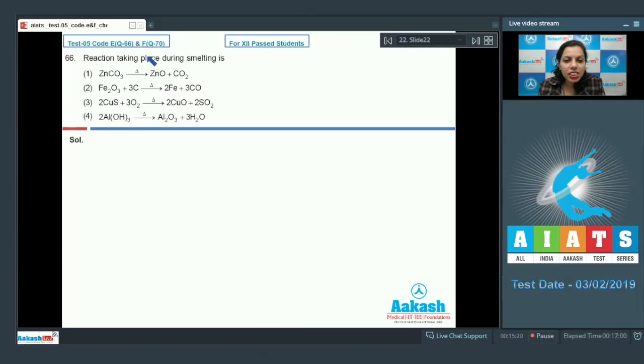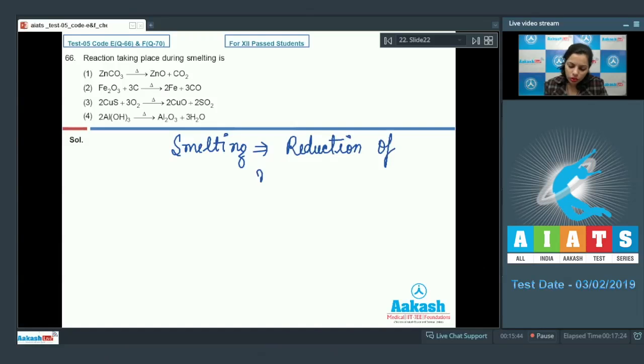Question number 66. Reaction taking place during smelting process is. In this case, 4 different processes are given here and we need to just find out that process where smelting is taking place. So smelting is the process where the reduction of metal oxide takes place using either carbon or carbon monoxide. So let's check.